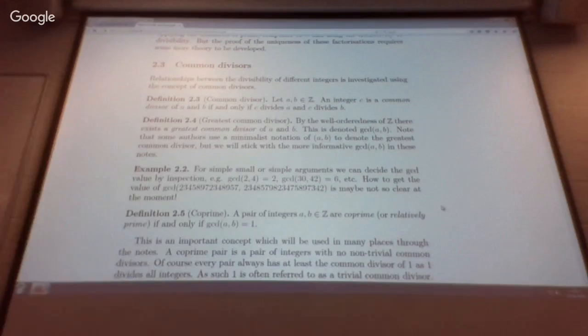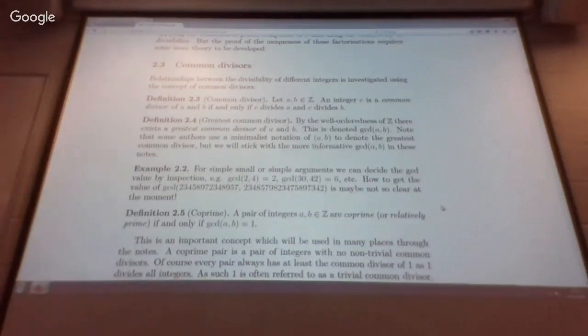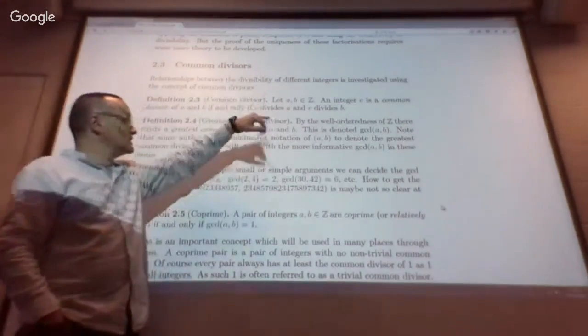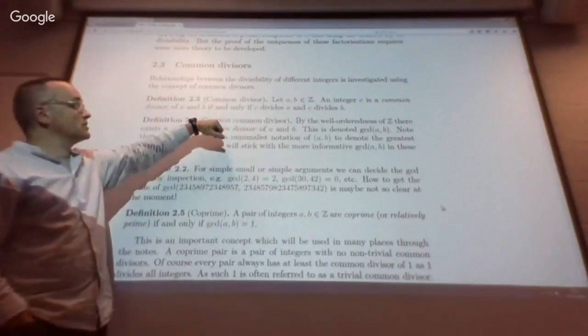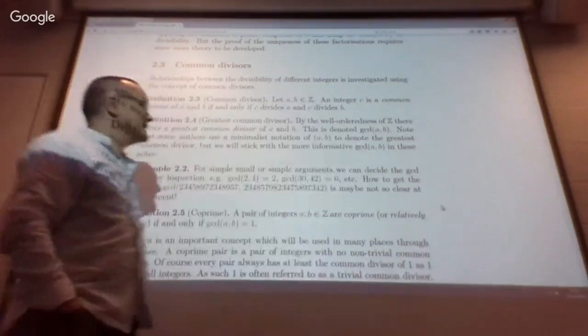common divisor. So if we start off with a pair of integers, a and b, a common divisor, c, some other integer, is defined really just by its name. A common divisor is some other integer that divides into both. So c divides a and c divides b.